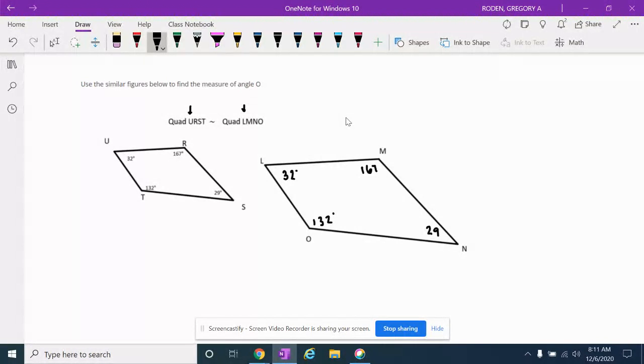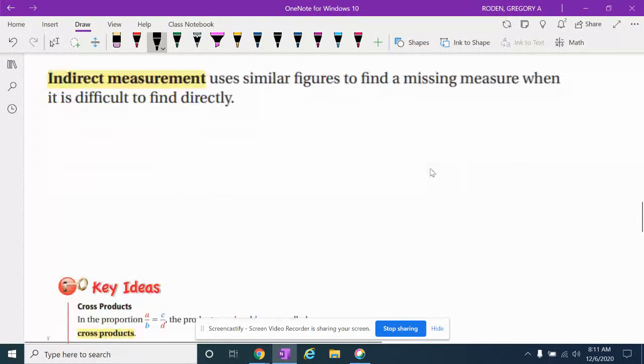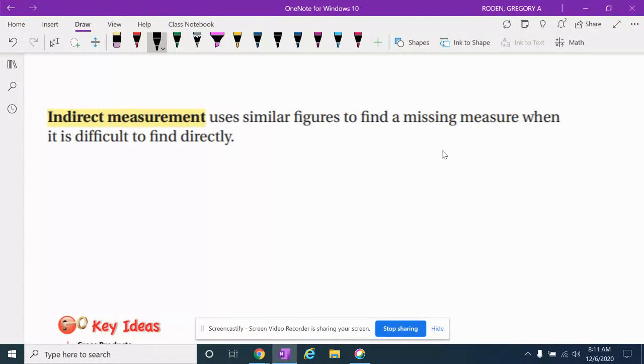How did you do? Pretty easy stuff, right? So this is a little bit of a review. I think we've talked about this in prior classes. So let's get to something that may be a little new for you. First of all, I want to talk about something called indirect measurement. Okay. Now, what is indirect measurement?